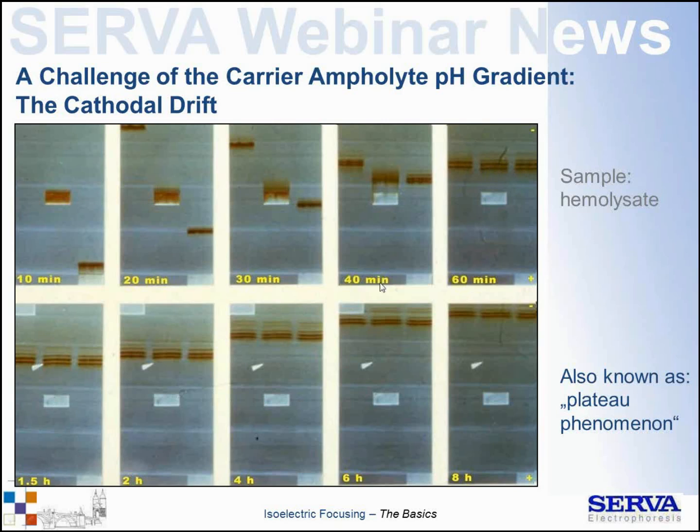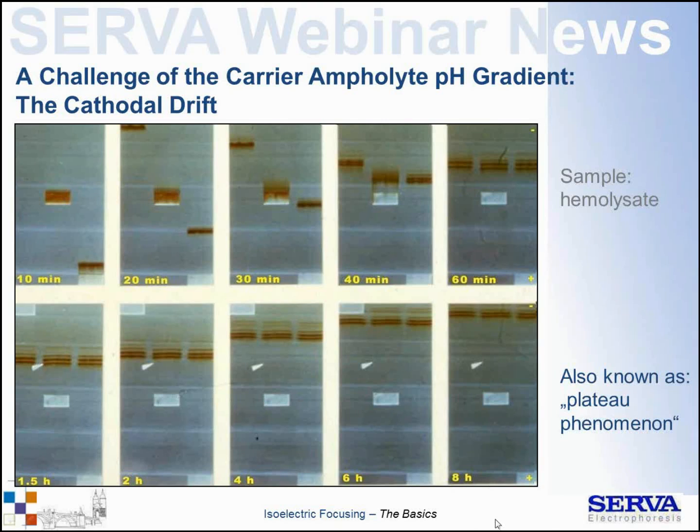the gradient starts to drift. If you do a longer separation, which you would need for larger molecules or when you have urea in the gel, then you have one problem: the basic part of the gradient is leaving the gel after some time, and also a little part of the acidic gradient will leave. You call that the plateau phenomenon, because the gradient starts to become flatter and flatter in the center and steeper at the two ends.